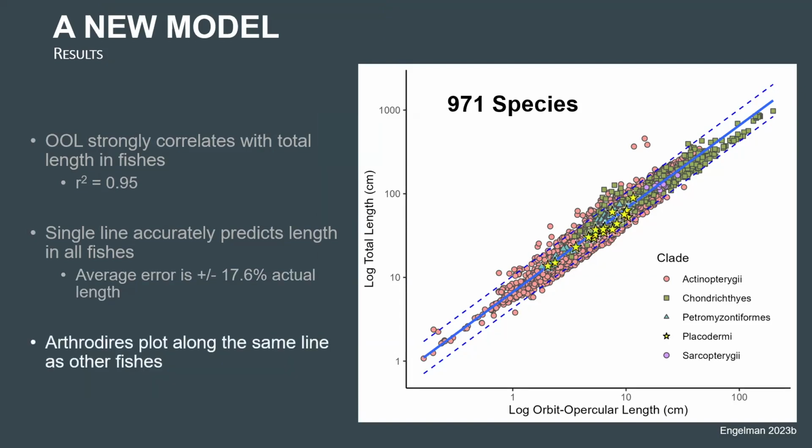So when we add complete arthrodires to the mix, all these complete arthrodires we have actually plot along the same line as sharks and bony fishes and everything else. So this seems to be a conserved proportion across all jawed fishes, and probably also lampreys for some reason. When you get to the Paleozoic jawless fishes, it's a little bit more sketchy.